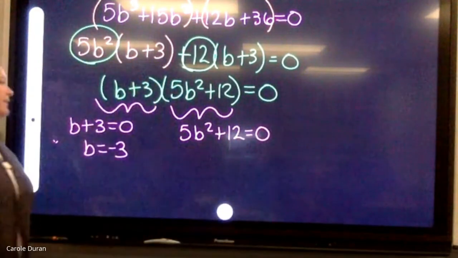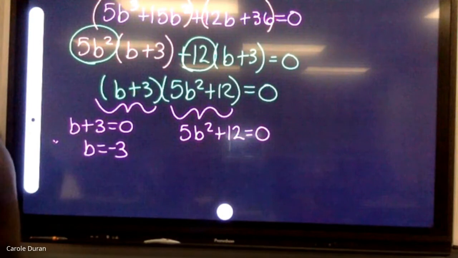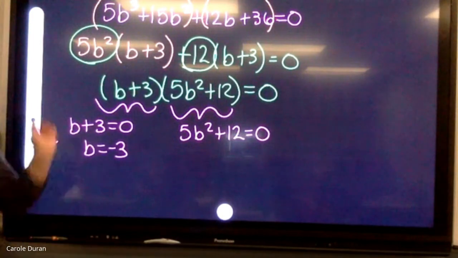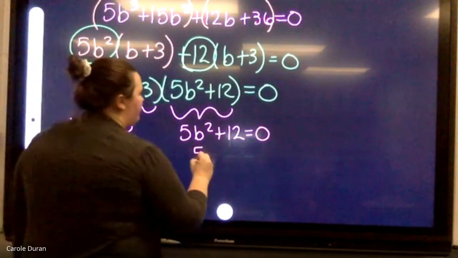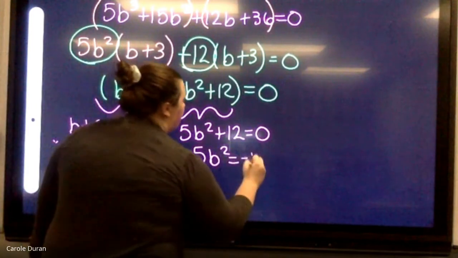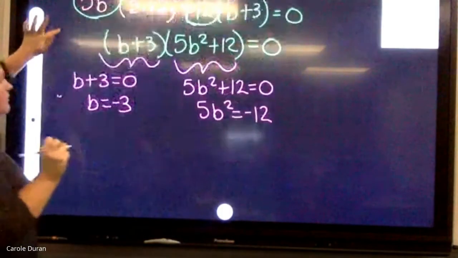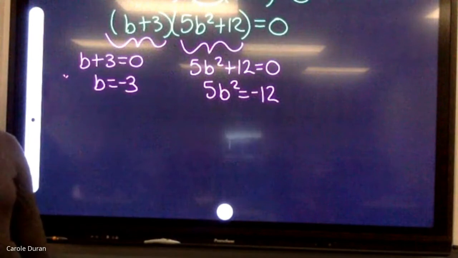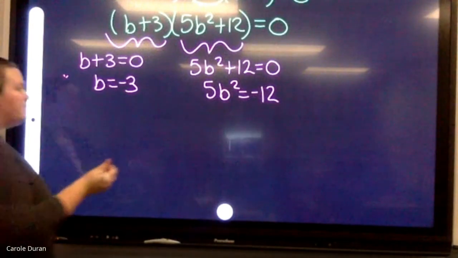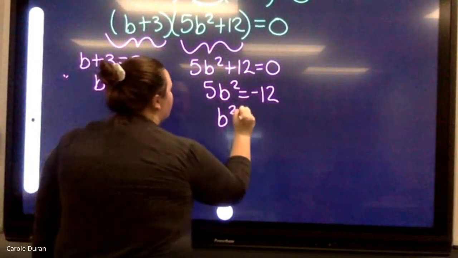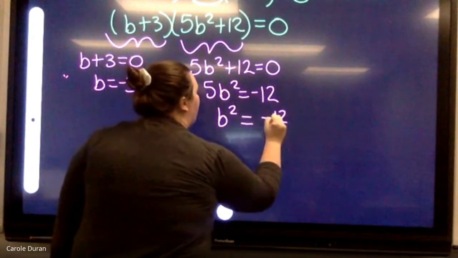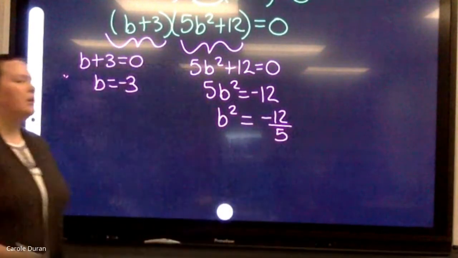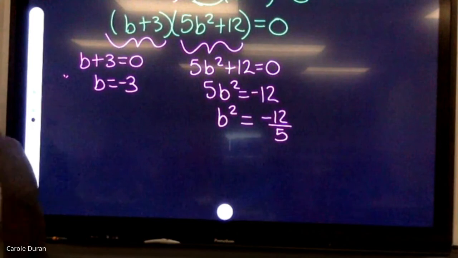I set it equal to 0. What's the first thing I'm going to do to get b by itself? Subtract the 12 over. So I get 5b squared equals a -12. Then what? Divide everything by 5, which gives me b squared equals -12 over 5. And then we square root both sides.